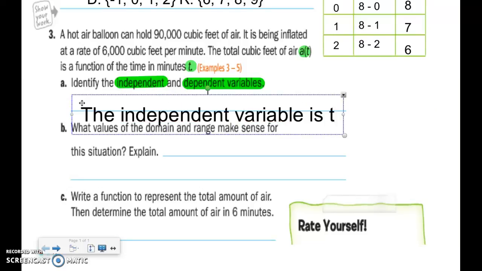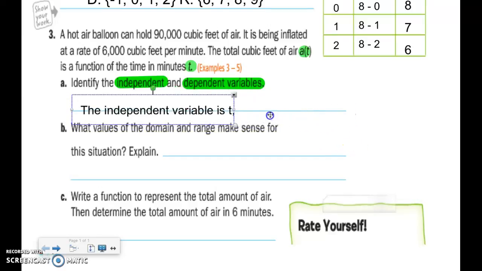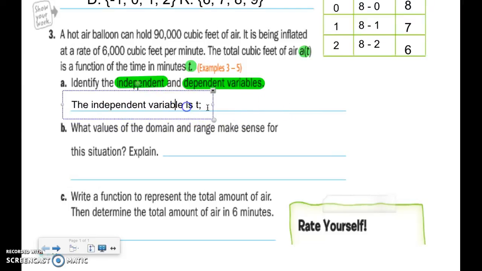The independent variable is t. In other words, time. Time is the independent variable, would be another way to say that. And you can write this as a compound sentence with a comma and the word "and," or some of us like to use semicolons as much as we can because they're underutilized in the English language, in my opinion.